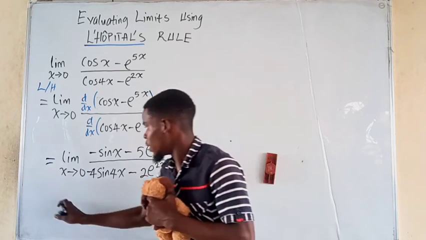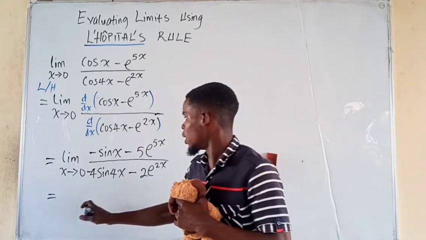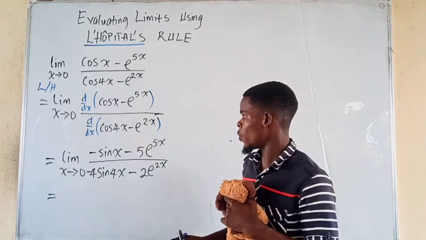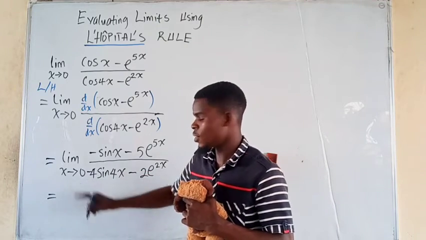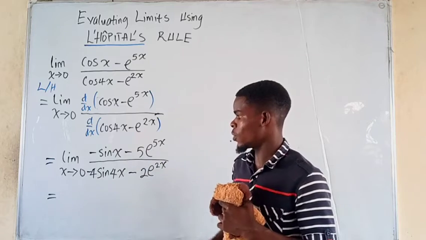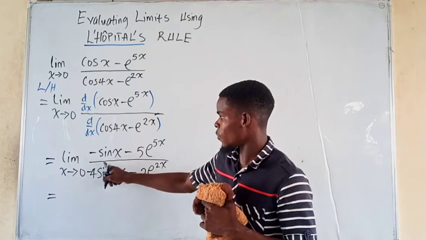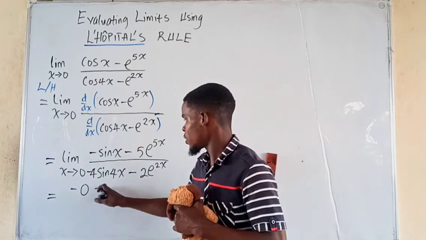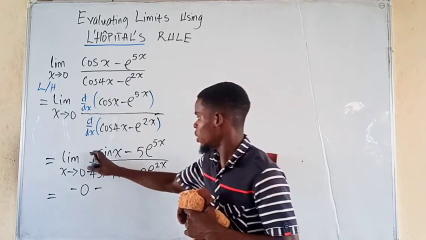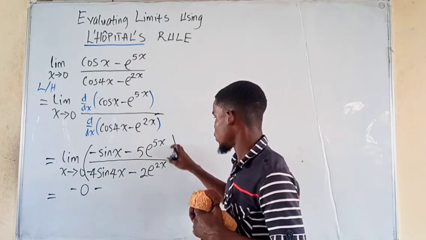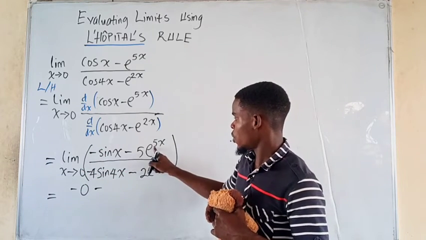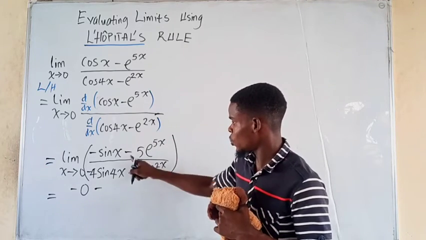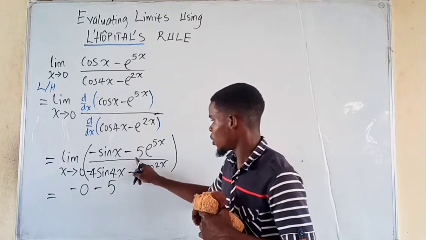Good. Since we have done differentiating, maybe we can substitute 0 again into the numerator and denominator and see what we have. When we plug in 0 in place of x, we'll have negative sine 0, which is just 0. Then minus, with 0 in place of x, 5 times 0 is 0, and e raised to the power 0 is 1. So we have negative 5, because this is just 5 times 1.